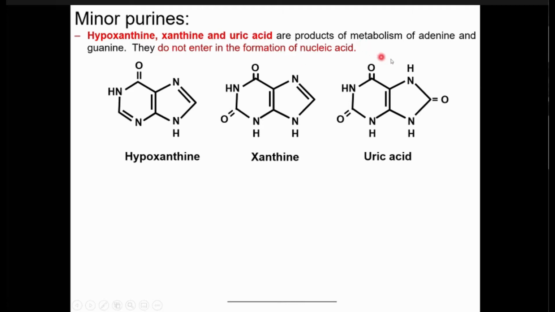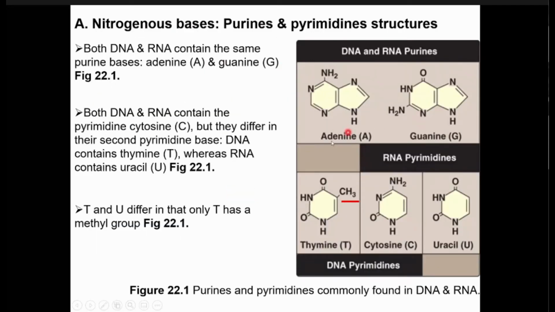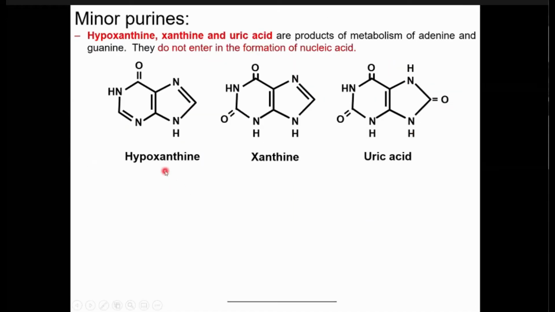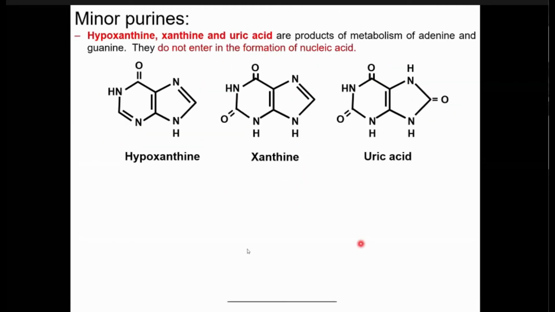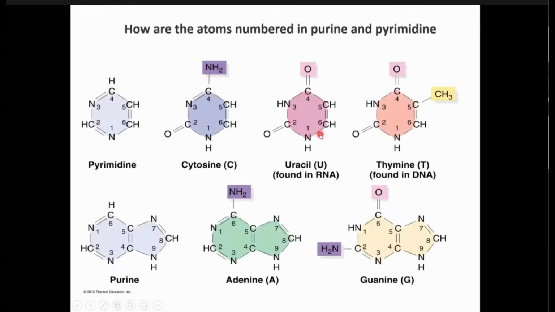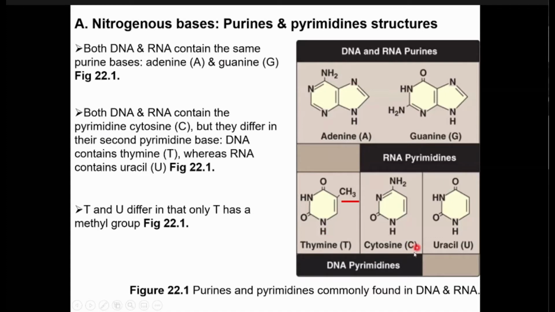These are products of metabolism of adenine and guanine. So they do not enter in the formation of nucleic acids. So basically when you degrade adenine and guanine, the end product is hypoxanthine, xanthine, and uric acid. So if they ask you a question, what is the product of metabolism of adenine or guanine, your answer will be hypoxanthine, xanthine, and uric acid. And they are coming from adenine and guanine, not from thymine, cytosine, or uracil.